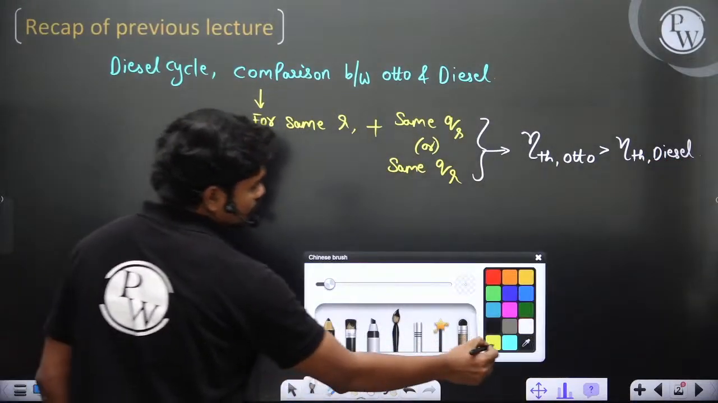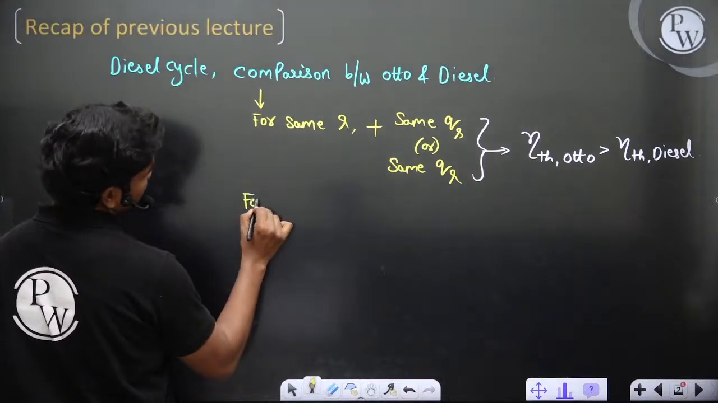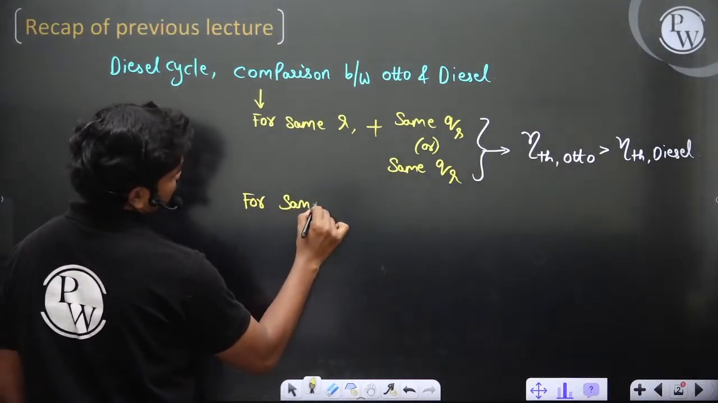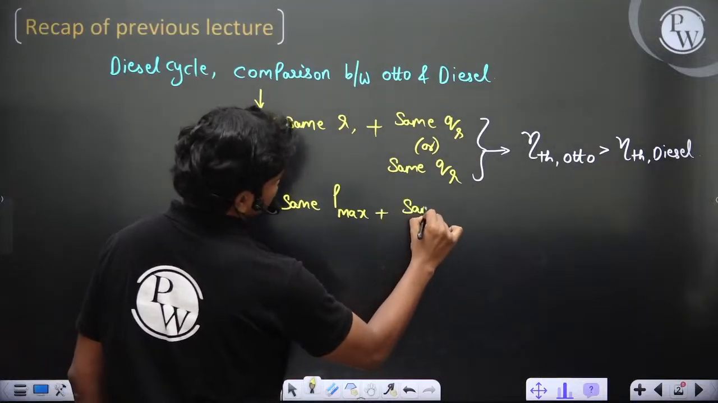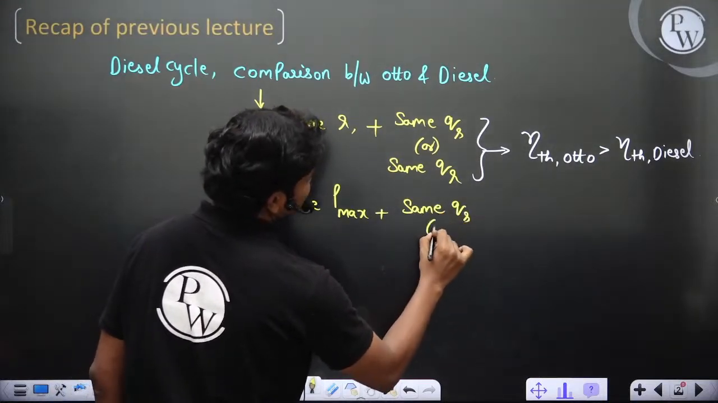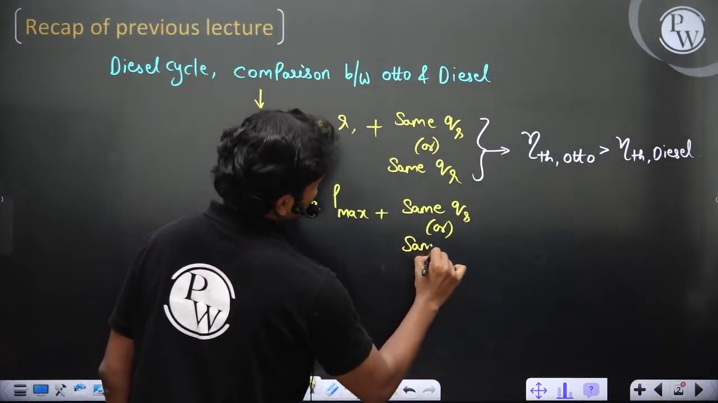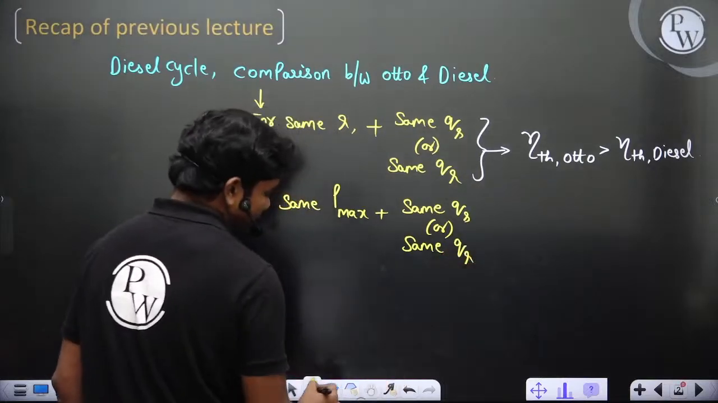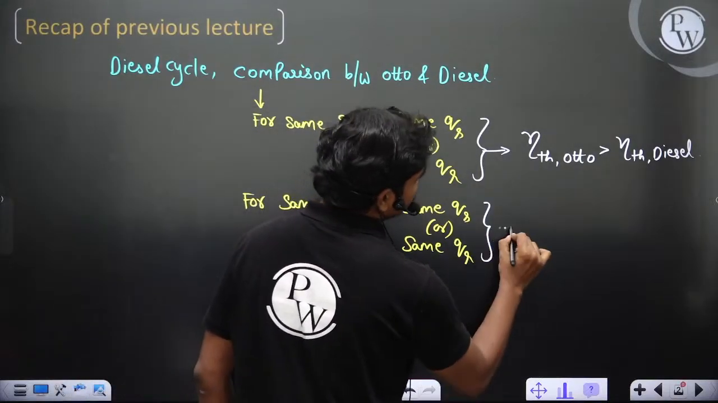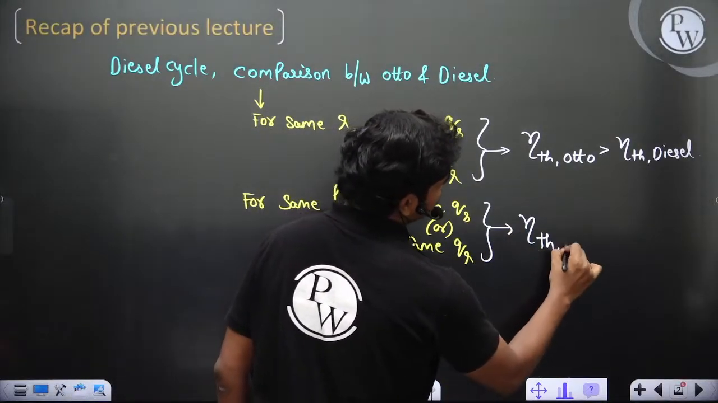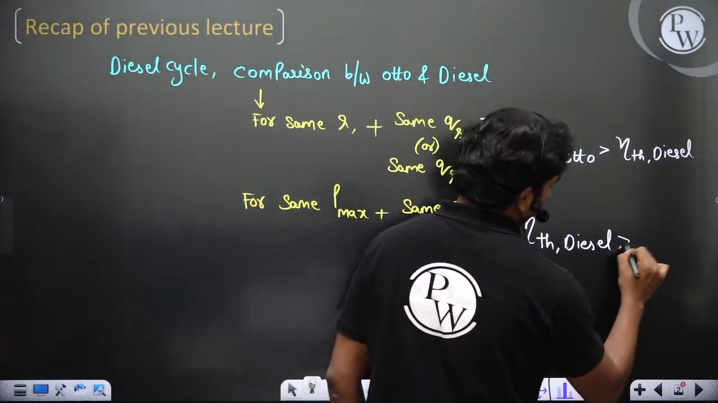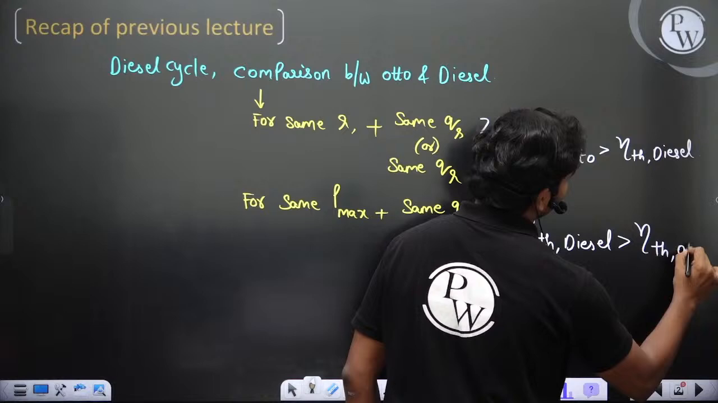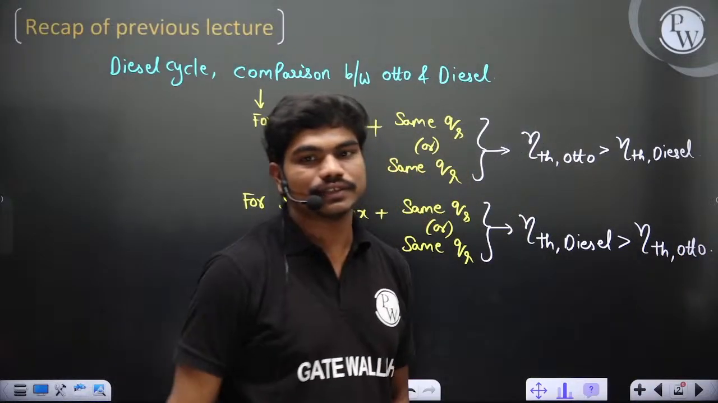Then after that we have seen for the same P max, for the same peak pressure, plus same heat addition or same heat rejection. We have understood these points technically, that we have observed the thermal efficiency of diesel is going to be greater than the thermal efficiency of Otto, correct? So these are the things we have seen.